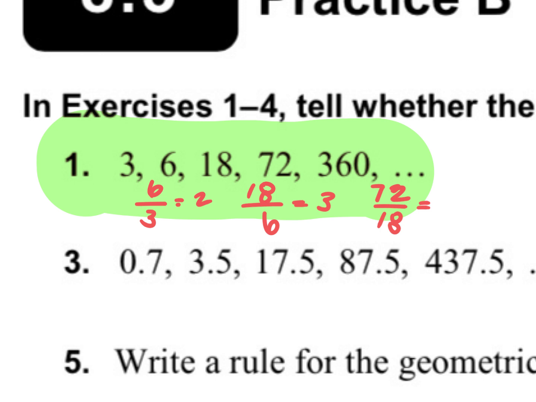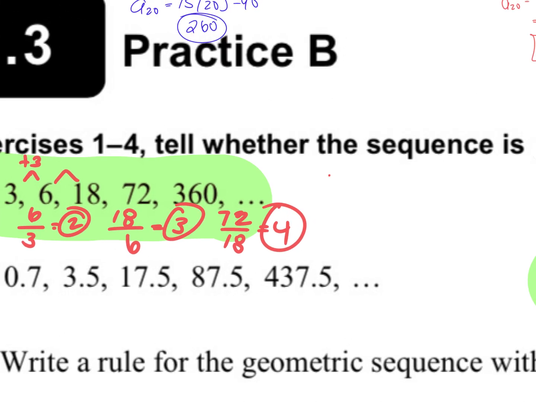Anybody? 72 divided by 18? It's 4, okay. Are you getting the same number every time? Are you multiplying by the same number every time? No. Are you adding the same number every time? Can you clearly see that from 3 to 6 is plus 3, but from 6 to 18 is not plus 3? So what kind of a sequence is this? This is neither adding or subtracting the same number every time or multiplying. So it's really important that you guys use your brains and your calculators to figure that out.